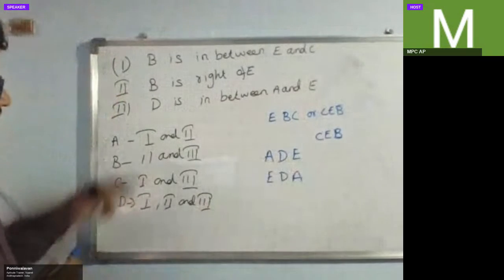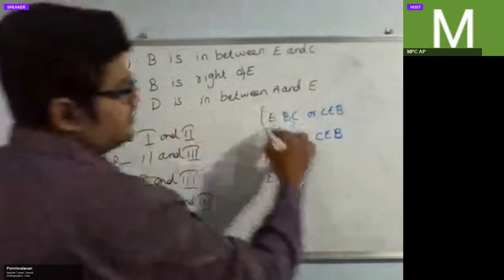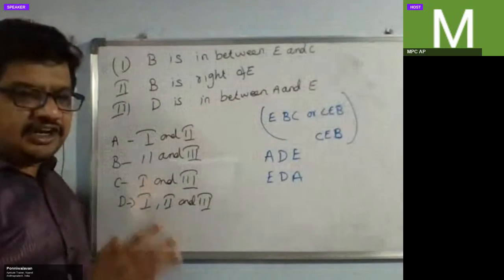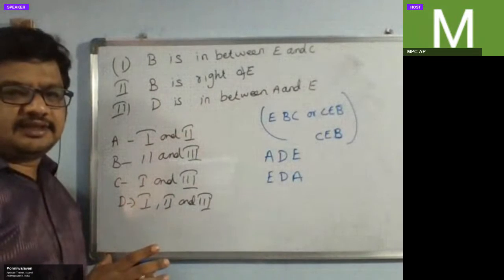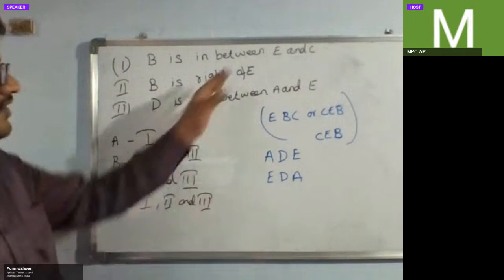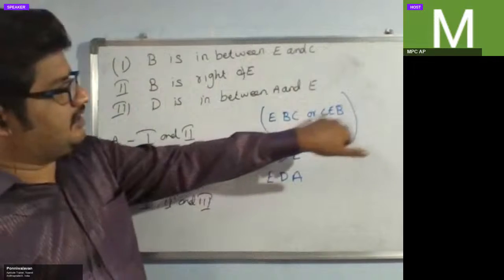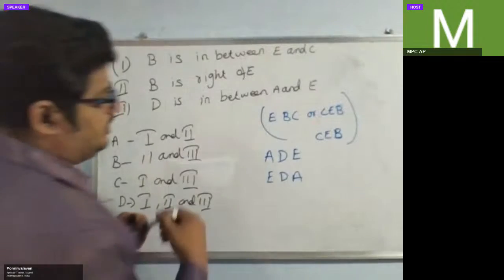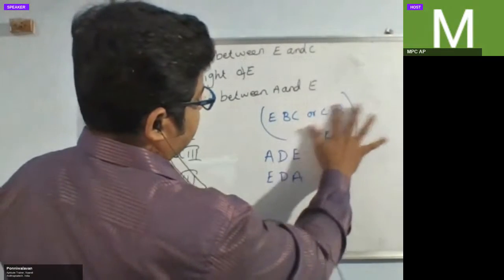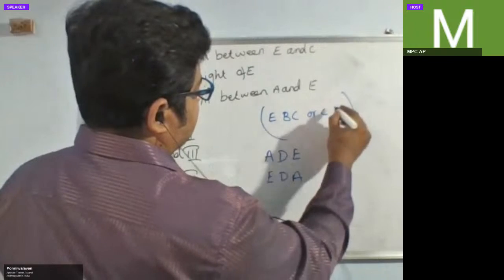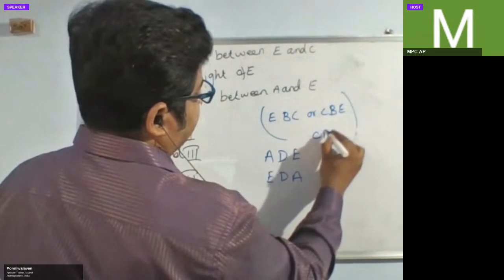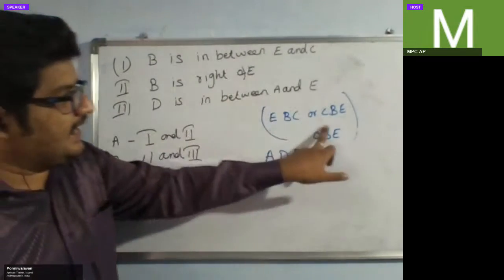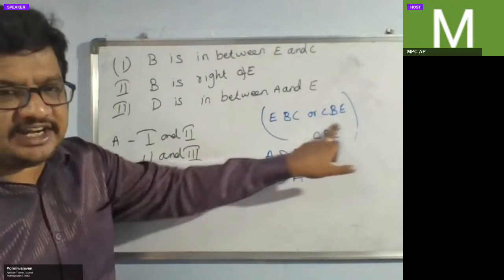Listen, from first and second, are you able to find the places? From first, B is between E and C, so I find only the positions EBC or CBE. From first and second, I can find only the statement.